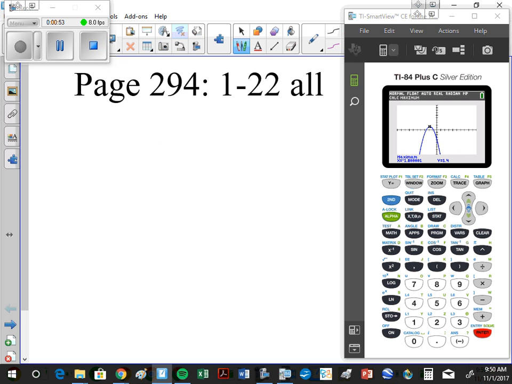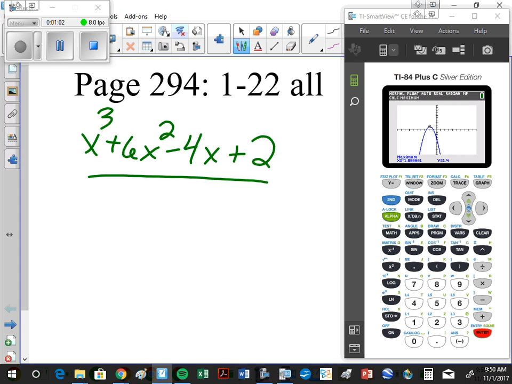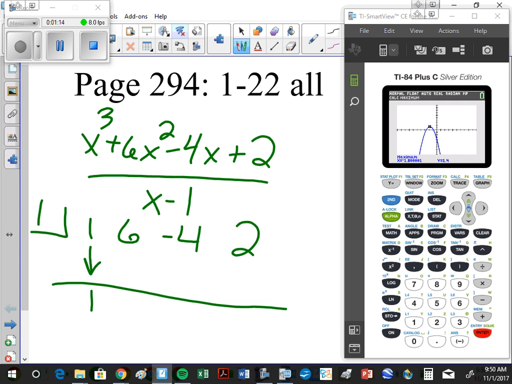An interesting thing about dividing polynomials: if I had x to the third plus 6x squared minus 4x plus 2, and I'm dividing by, say, x minus 1, so what number do I put in the box? 1, and then I put 1, 6, negative 4, and 2, and I drop the 1. 1, 7, 7, negative 3, negative 3, and 1, negative 1. Okay? Negative 1 turns out to be the point on the graph of the original numerator when x equals 1.